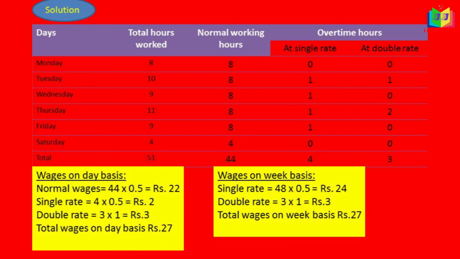Okay. Now we have to calculate wages on week basis. Single rate hours, it is given in the problem, up to 48 hours, it is single rate. 48 into 0.5 will get 24, and after that 48, that is totally we have 51 hours. So 51 minus this 48 will get 3. So 3 into 1 will get 3 rupees. So total wages on week basis is also 27.